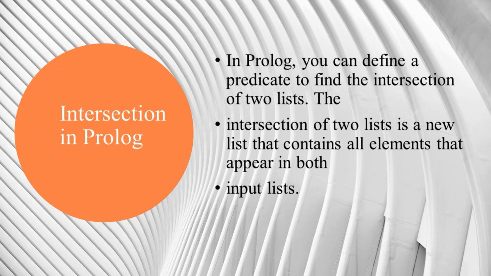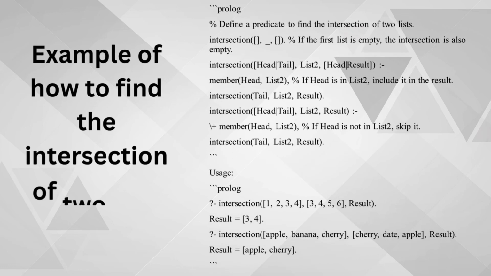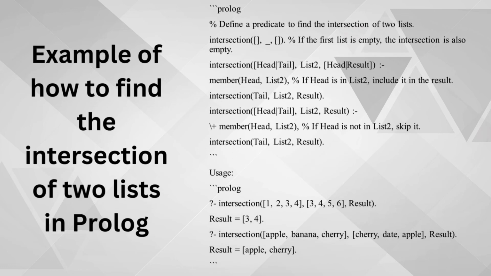Now, intersection in Prolog. In Prolog, you can define a predicate to find the intersection of two lists. The intersection of two lists is a new list that contains all elements that appear in both input lists. Here is an example of how to find the intersection of two lists in Prolog. So, in Prolog, define a predicate to find the intersection of two lists.